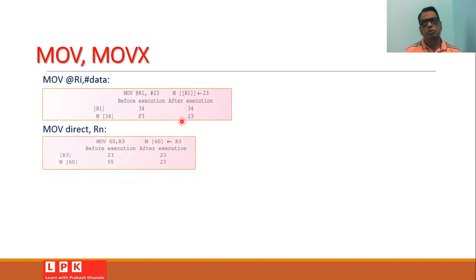We can move the content of Rn to the memory location. So for example, if we write the instruction MOV 60, R3, if content of R3 is equal to 23 and content of memory location 60 is equal to 55, then after the execution of the instruction, the content of R3 will remain 23 and the content of memory location 60 will become 23. So you can easily observe that it is possible that you can move the data between the registers, between the memory location and registers, or between accumulator and register.